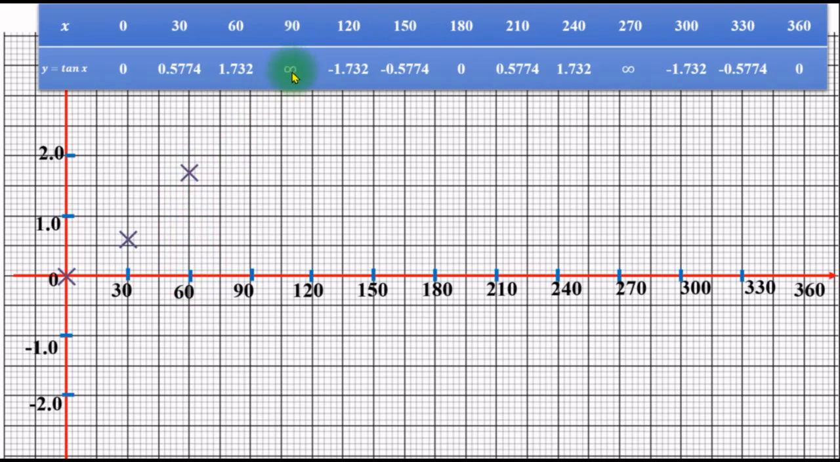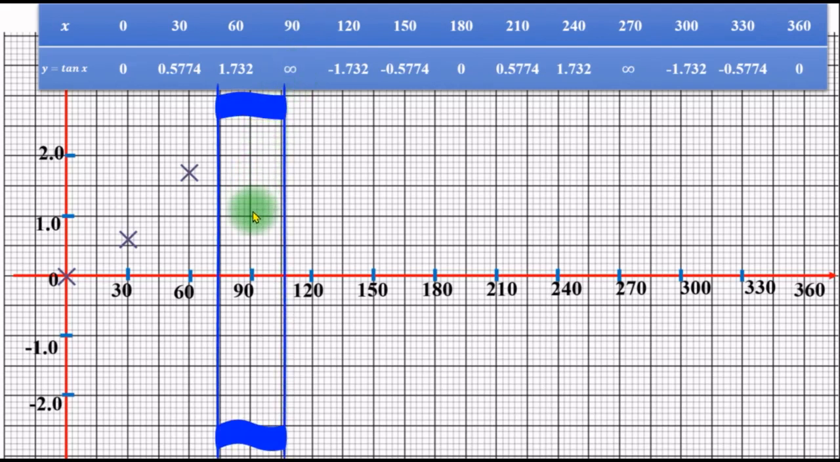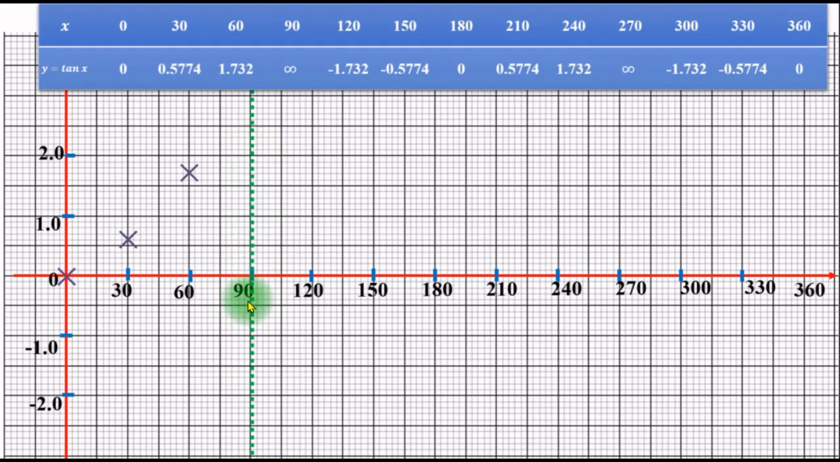When x is 90, y is undefined, so the curve will never reach 90, though it will get closer. So at 90 we are going to have an asymptote line. I will draw a dotted line. So this represents the asymptote line. Then when x is 120, y is negative 1.7. So that is in the negative direction. It will be at this particular point, and you put the mark.